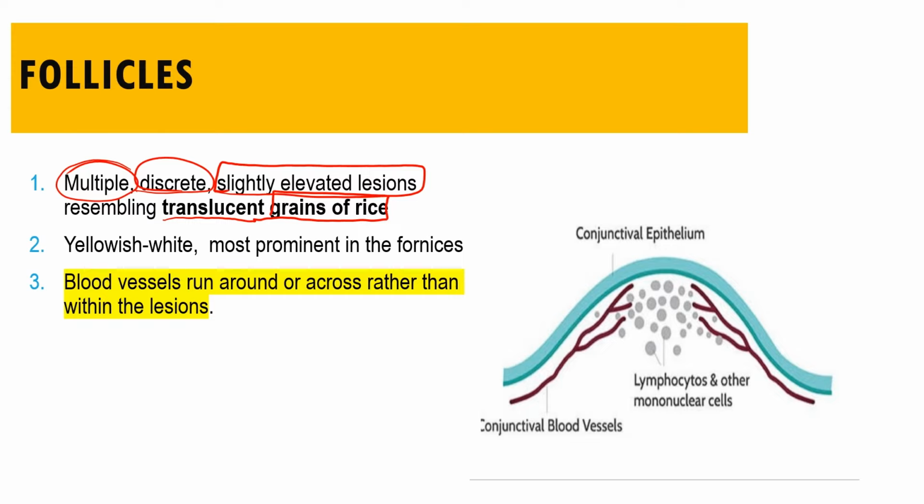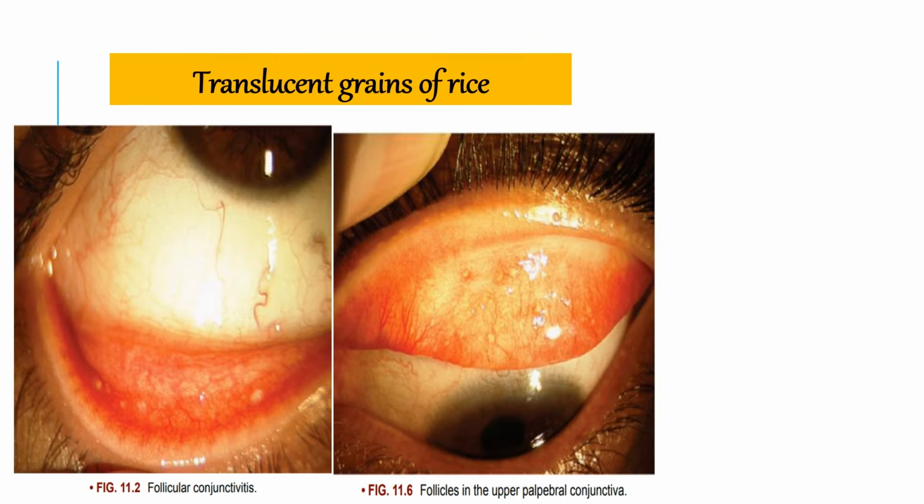Sometimes white, sometimes yellowish white, but they are more common in the fornices. The reason they're common in fornices is that, as I told you in my previous video, the lymphoid tissue is present maximally in the fornicial area, the lymphoid layer is thickest in the fornicial area, and therefore you see the maximum number of follicles in the fornices area. So as I told you, these are translucent grains with whitish appearances. Okay, so these are the follicles, as you can see here.